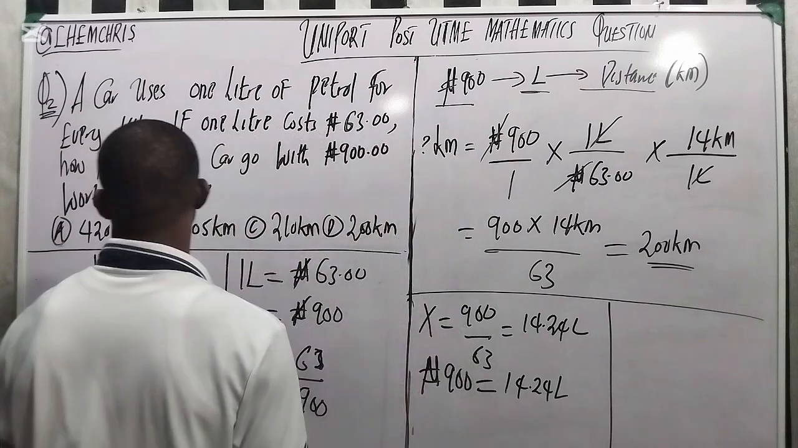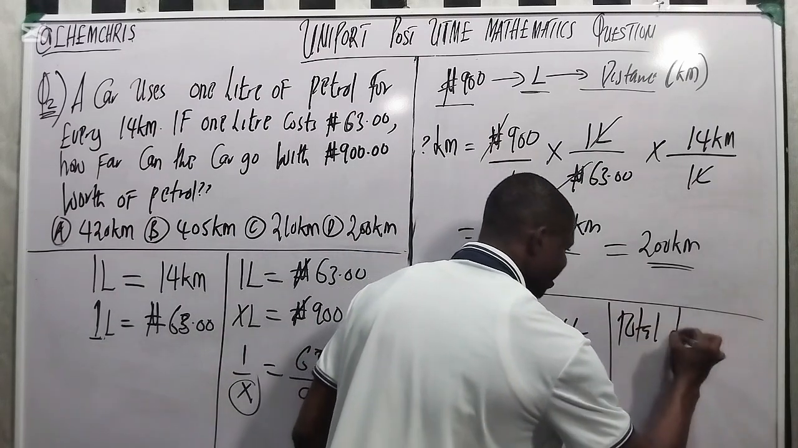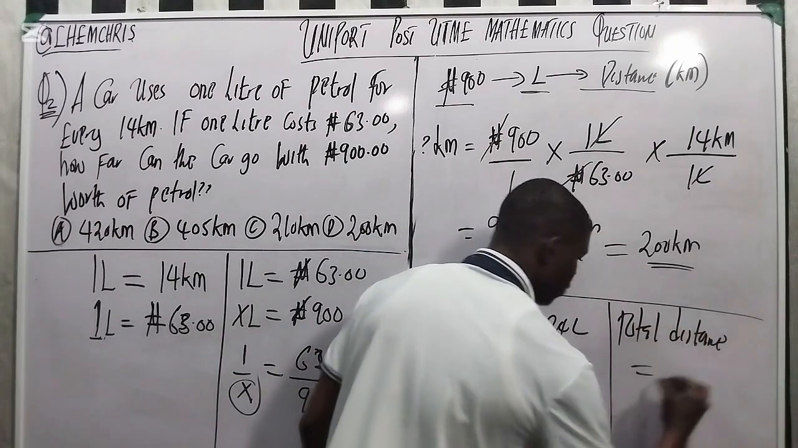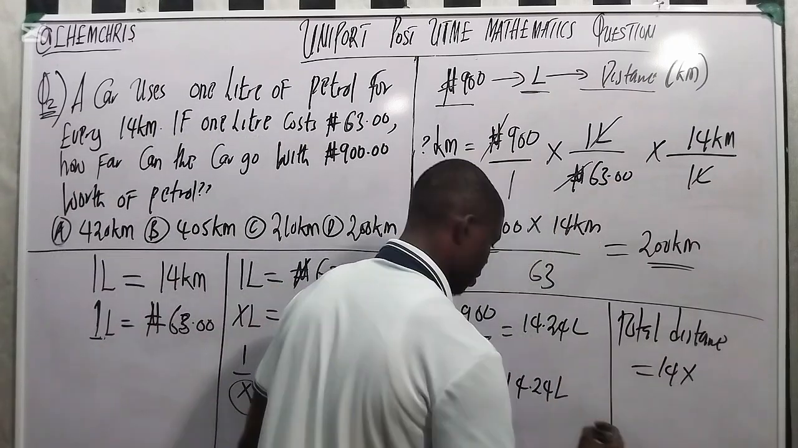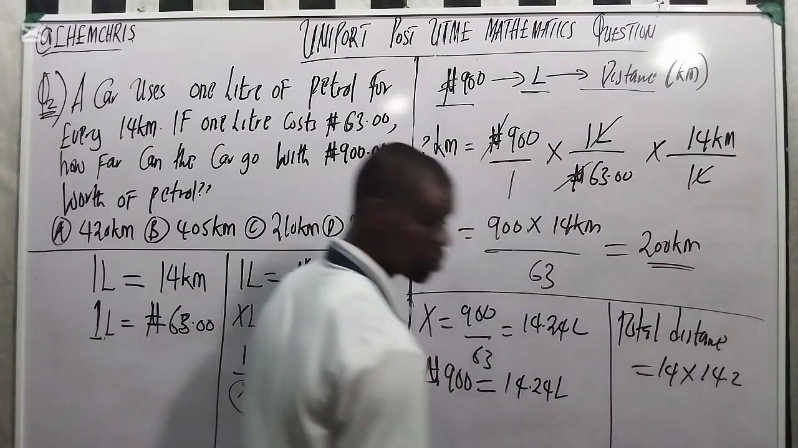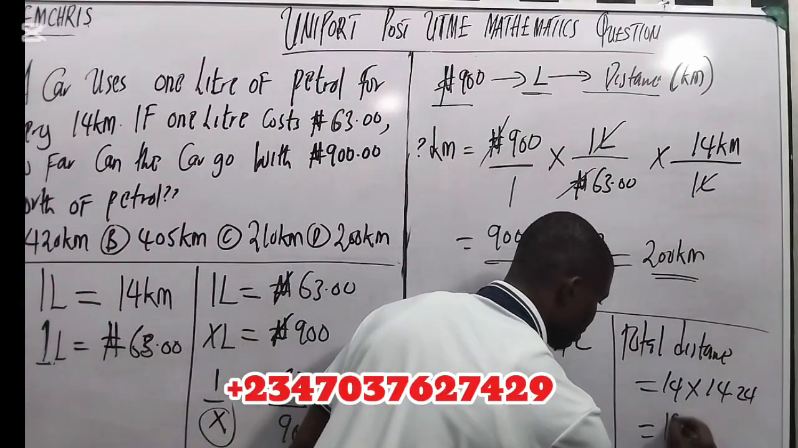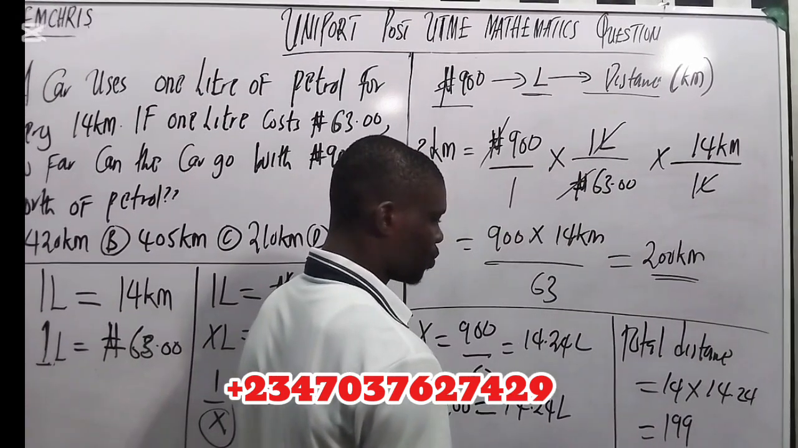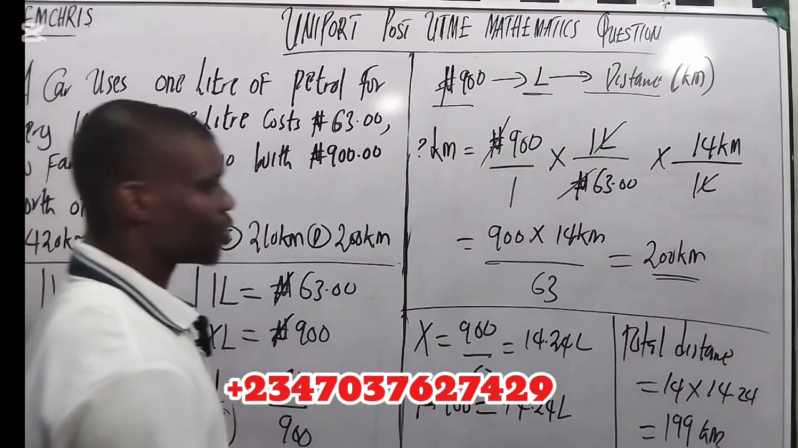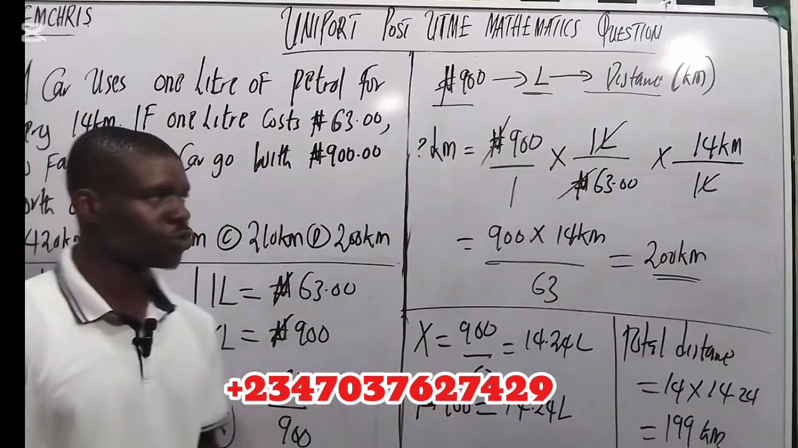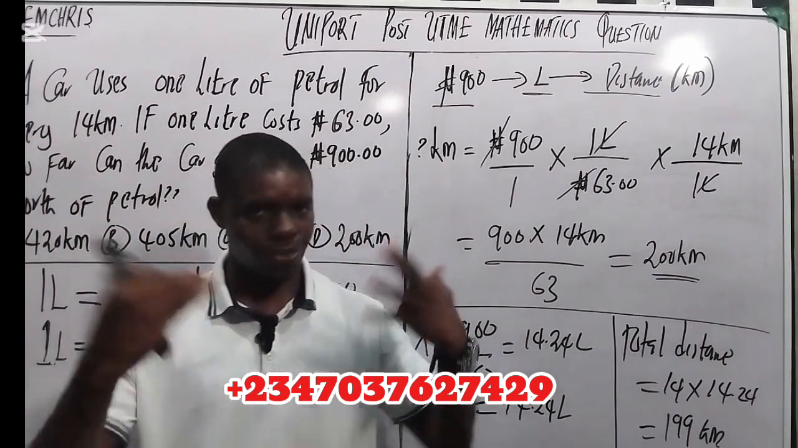So here we have the total distance. Total distance is equals to 14 times 14.24. So 14 times 14.24 is going to be 199, right? Which is going to be kilometer. Which also is same as 200. So whichever method you can use, but you need to master this type of calculation because in mathematics, these are things I want to see, right?